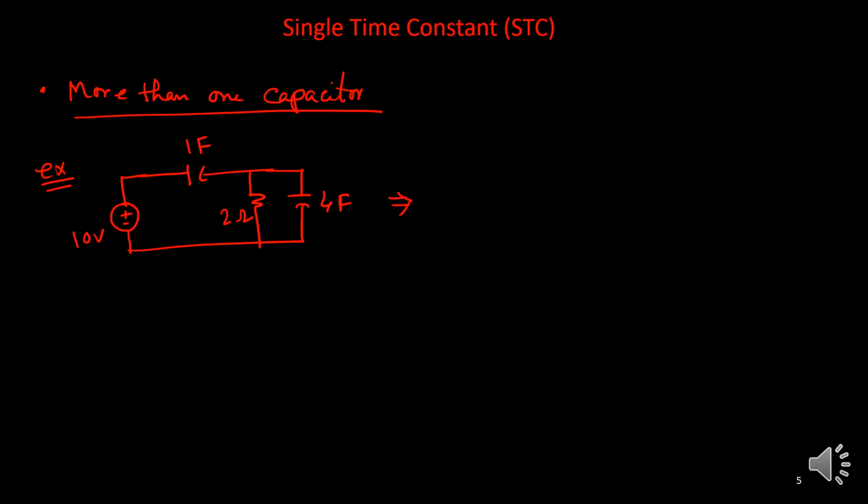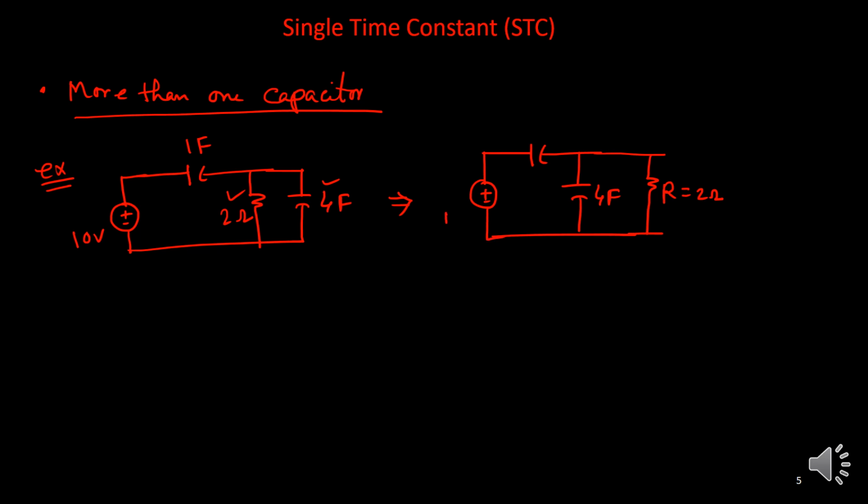So can I rearrange this circuit or redraw the circuit in this way? This is one capacitor, this is another capacitor. So I'll just flip this resistance and capacitor. I'll draw the capacitor first, this 4 farad, and then I'll connect this resistance R. Here R equals 2 ohm. This voltage is your 10 volt. This is your 1 farad. Fine. Now, as I said earlier, we can simplify the circuit.